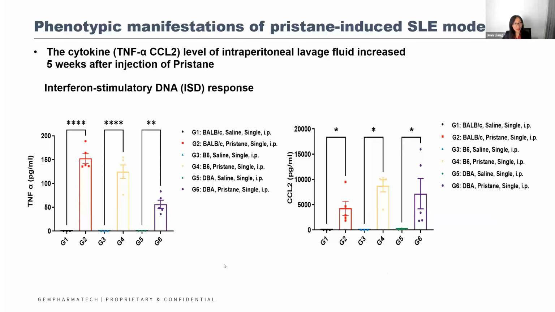And then we detect the pathogenic mechanism in this model. We detect the interferon-stimulated gene levels in this model, and we found TNF-alpha and CCL2, those two interferon-stimulated genes, all increased in the pristane-induced group in the three inbred strains.